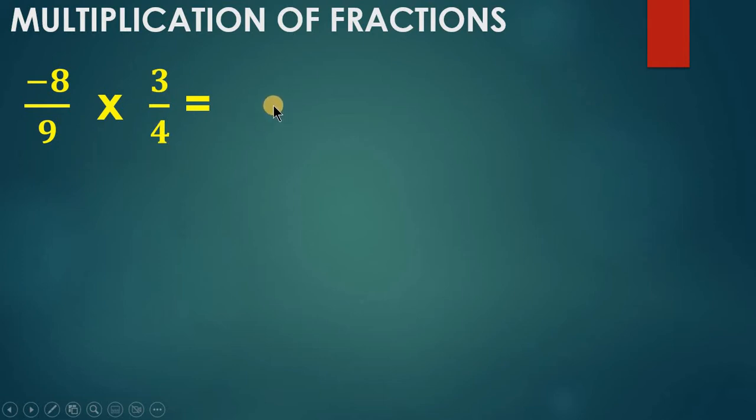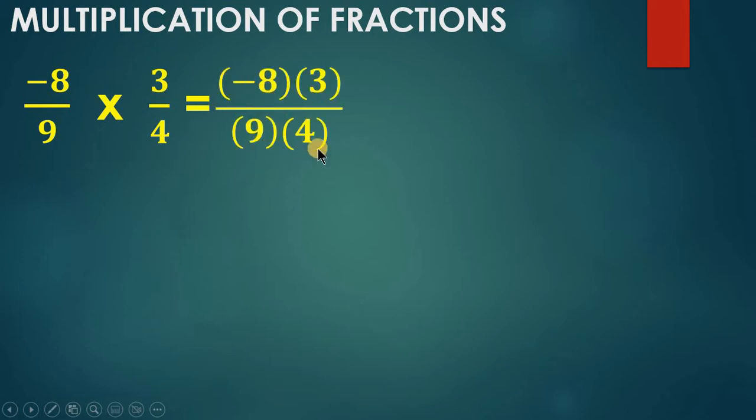Okay, so sa long method muna tayo. Ang gagawin natin is multiply the numerators and the denominators. So, ito yung magiging kakalabasan. Okay, so negative 8 times 3. So, that is negative 24. And then 9 times 4. So, we have 36. So, ayan.